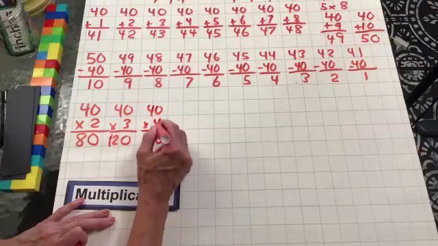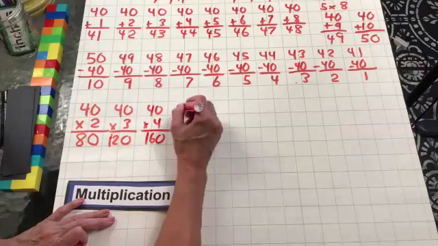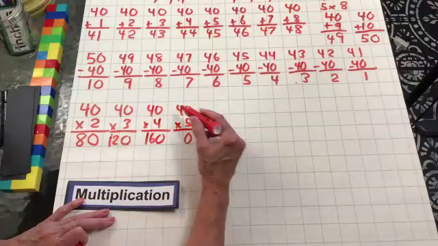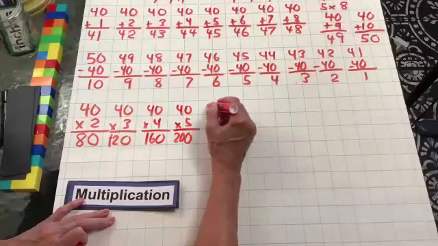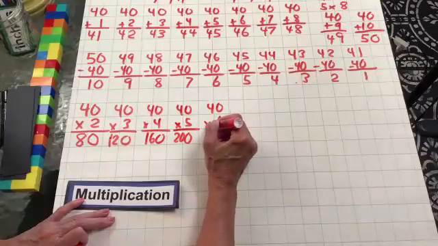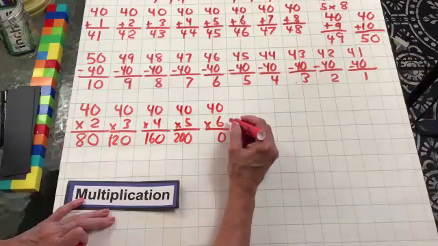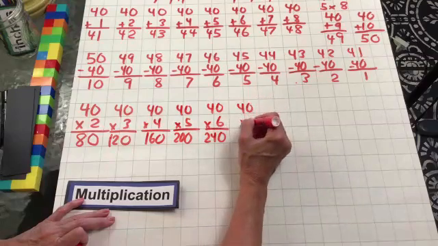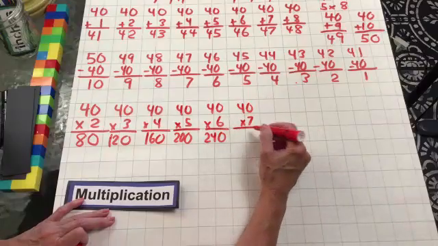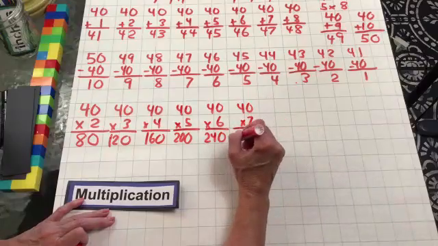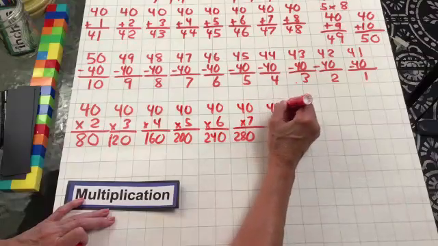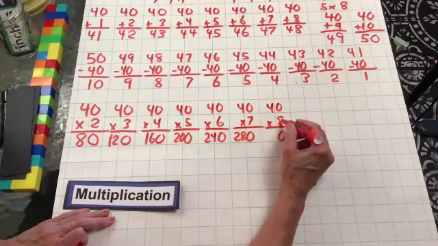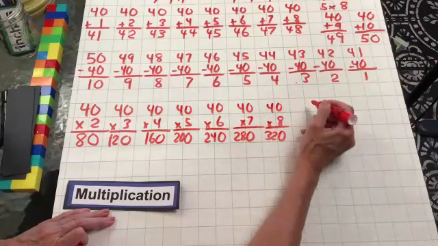So 4 times 0 is 0. 4 times 4 is 16. 40 times 5. 5 times 0 is 0. 5 times 4 is 20. 40 times 6. 6 times 0 is 0. 6 times 4, 24. 40 times 7. 7 times 0 is 0. 7 times 4 is 28. 40 times 8. 8 times 0 is 0. 8 times 4 is 32.